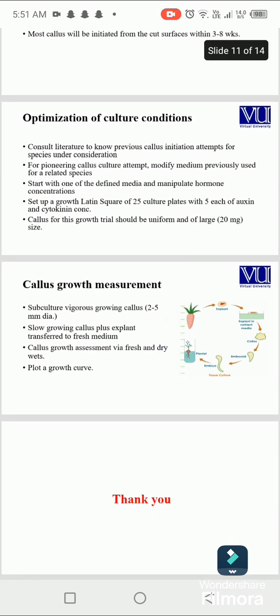Callus growth measurement: subculture vigorously growing callus, 2 to 5 millimeters in diameter. Slow growing callus plus explant is transferred to fresh medium. Callus growth assessment via fresh and dry weights. Plot a growth curve.